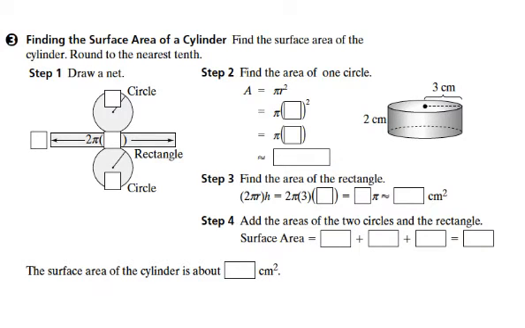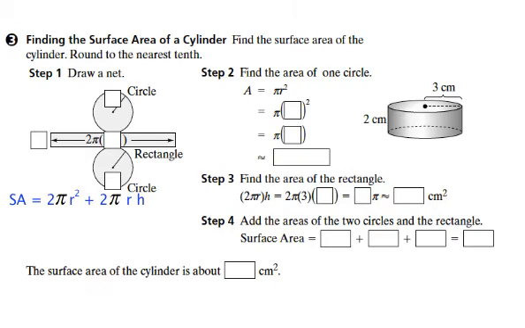For this next example, we're finding the surface area of a cylinder. We're not going to use the net method, we're going to use the formula. So we're going to squeeze it in right here below the net. The formula for surface area of a cylinder is surface area equals 2 times pi times r squared plus 2 times pi times r times h.